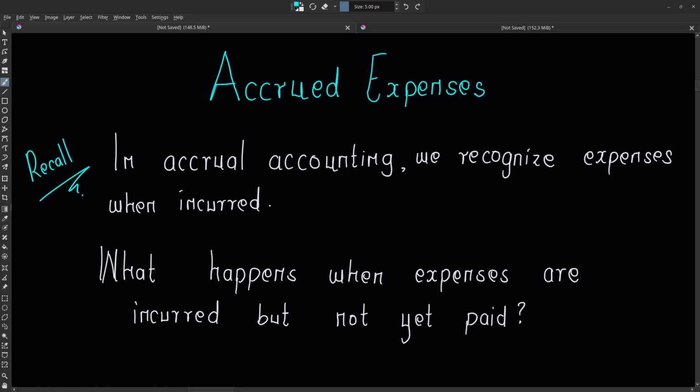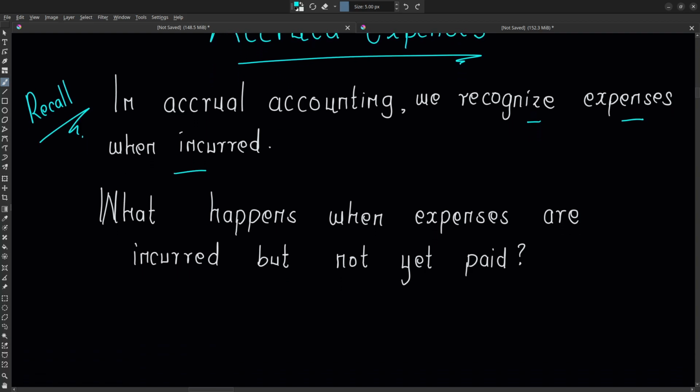Hello, today let us look at accrued expenses. First, recall that in accrual accounting, we recognize expenses as they are incurred, okay? So the question is, what happens when an expense has been incurred, but it has not yet been paid? So you have incurred an expense, but you're yet to pay for it.